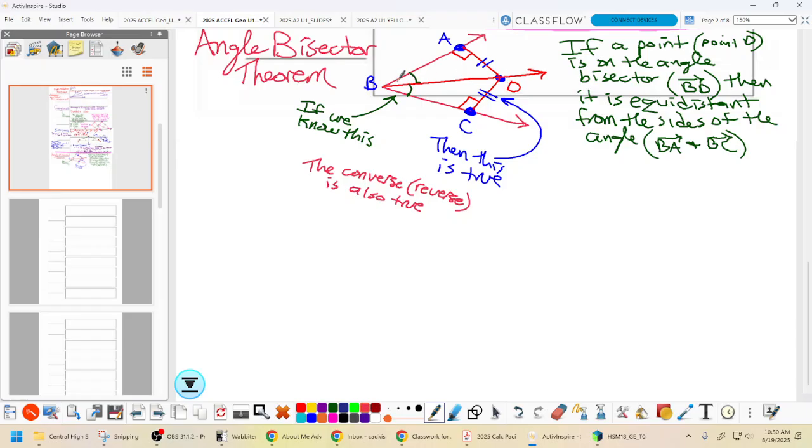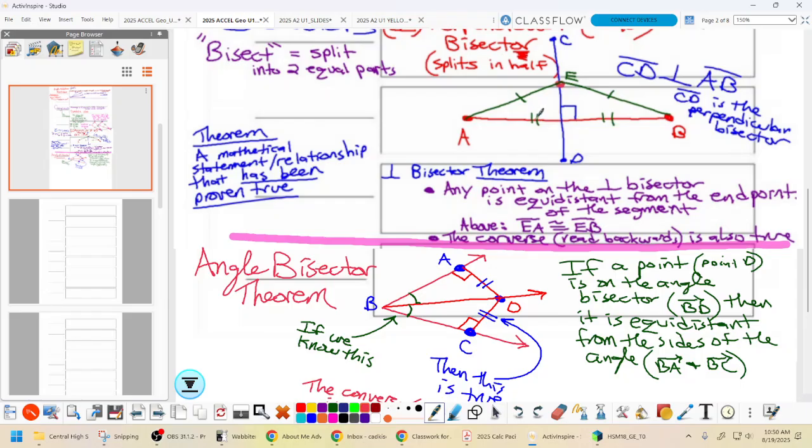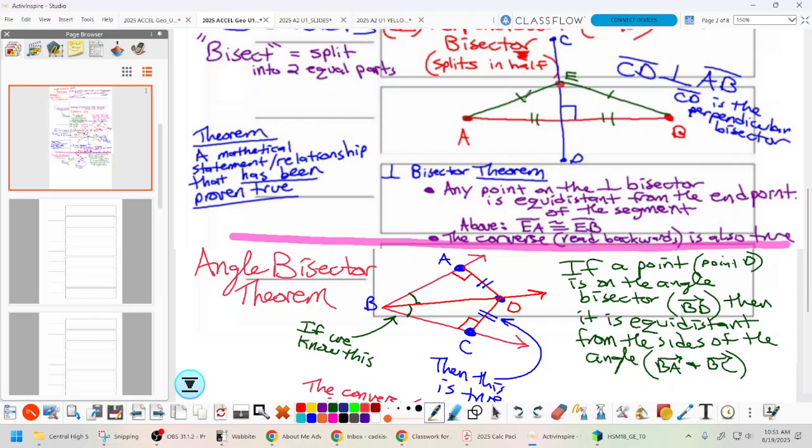We could do that on the perpendicular bisector too. Like if you know this, then this is true. Or if you know this, then this is true. Do you want to do that, or are you good? Do you need me to grab a couple names? Sure. Isla, Carmen, last name. Okay, so do you want to go write that? If these are true, this is true, and vice versa?